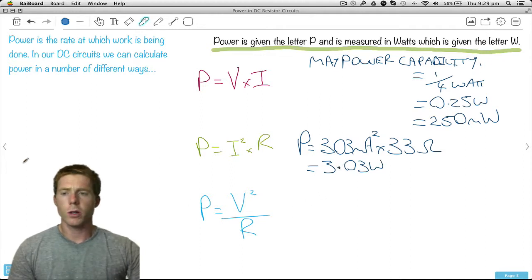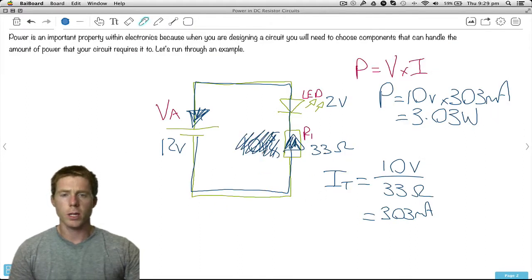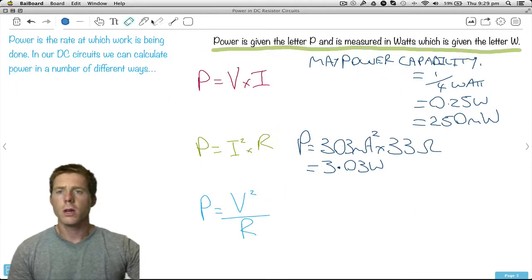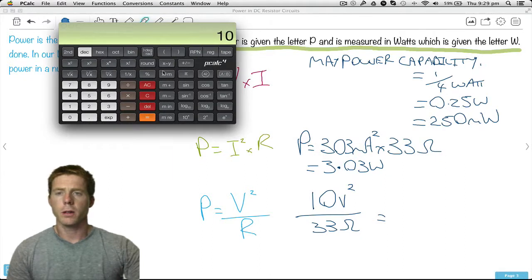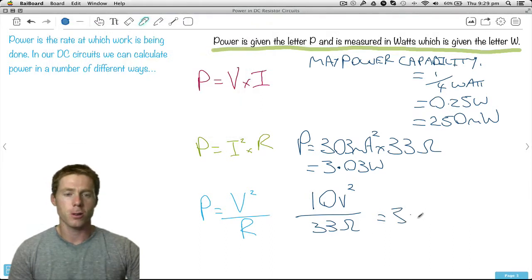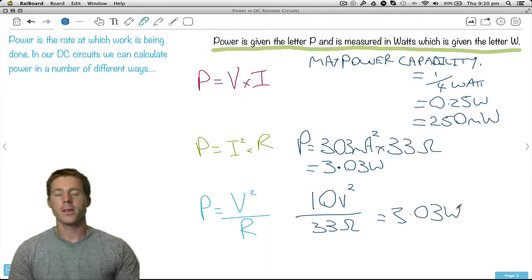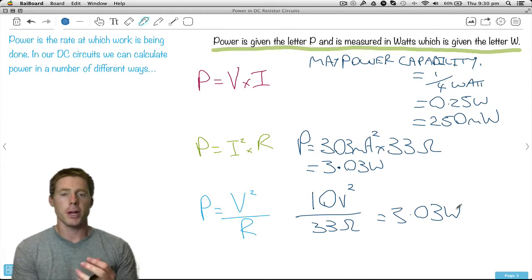What about this one, V squared on R? Let's just say that we did know the voltage, but we did not know the amount of current. So we knew it had 10 volts and it was 33 ohms. In this case, we would go 10 volts squared divided by 33 ohms. What does that equal? Well, 10 squared divided by 33 is 3.03 watts. So all different ways that we can calculate power.